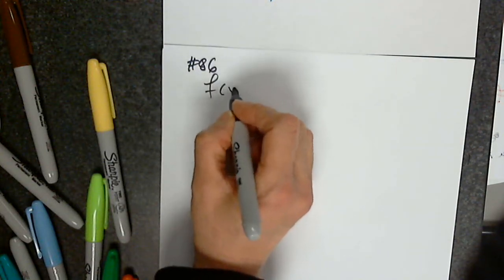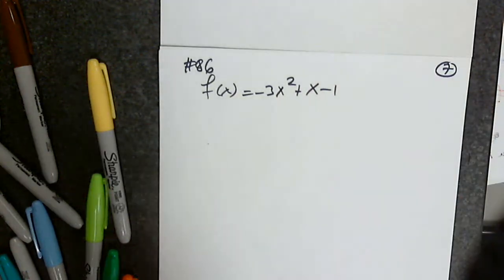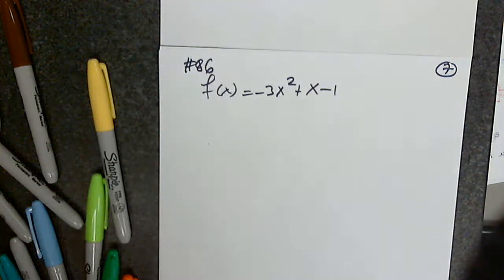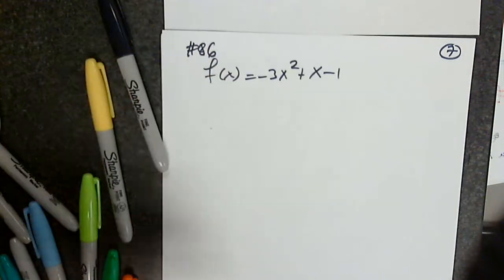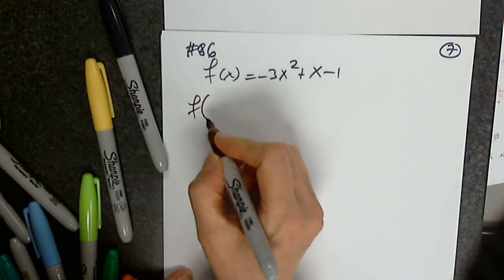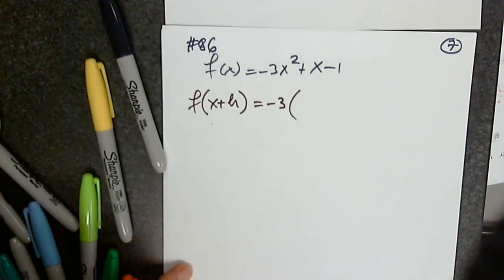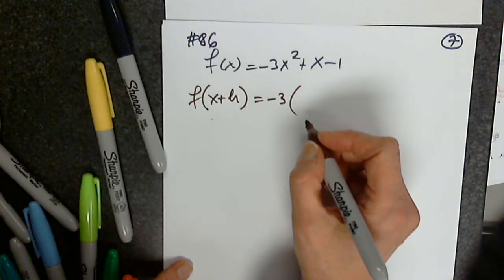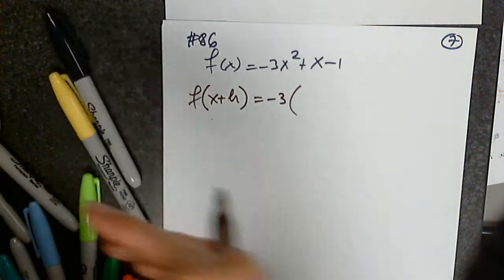So we have f of x, negative 3x squared plus x minus 1. Now this should go a little bit faster. I know I don't have what piece? F of, that's one I don't have. So negative 3 in parentheses. I have to write it out first. You're way ahead of me, which is awesome. But I like to write it out first.